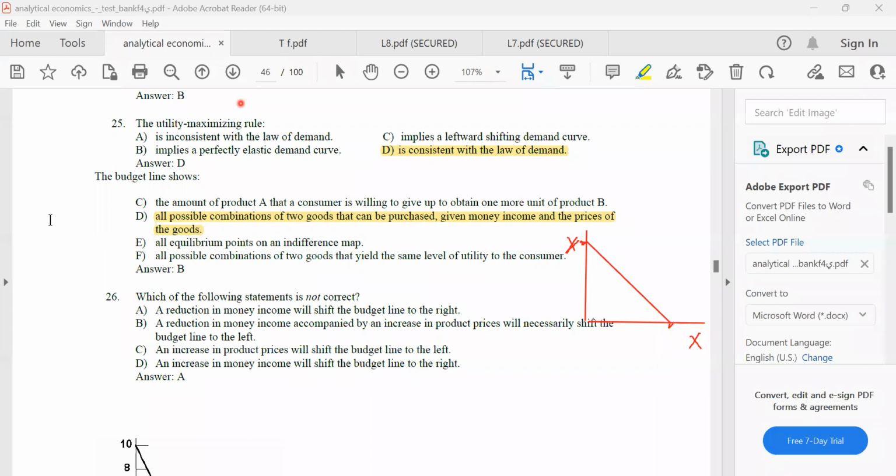ولازم تفرق معايا ما بين حاجتين. يعني ايه real income؟ real income ده بيساوي الماني income divided by البرايس level.